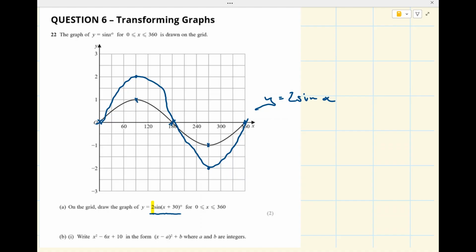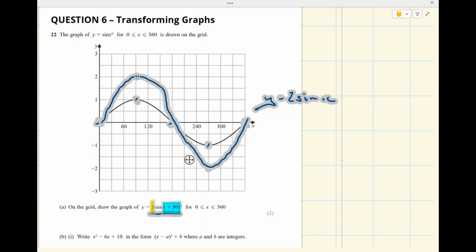Now, let's have a think about this second change. This is a change in the bracket. It's going to affect the x-coordinate. So the y-coordinates will remain the same, and the x-coordinate is going to be affected. Is it going to have 30 added to it? No, because those changes happen in reverse, don't they? So the x-coordinates are going to have 30 subtracted from them. That blue graph is going to be translated by 30 units to the left.